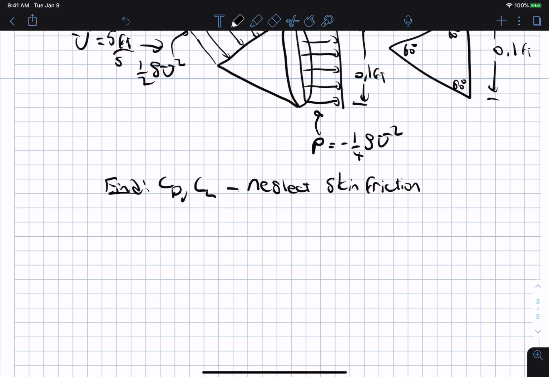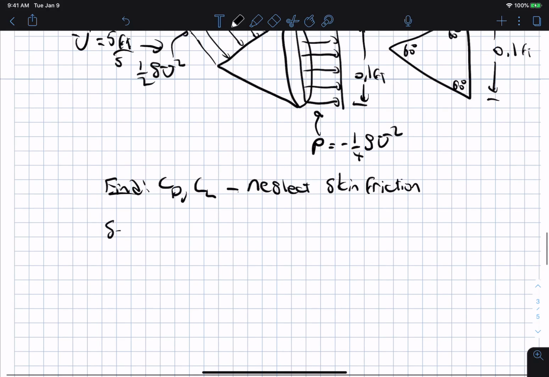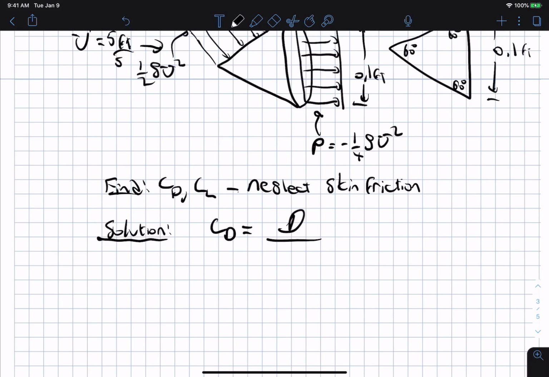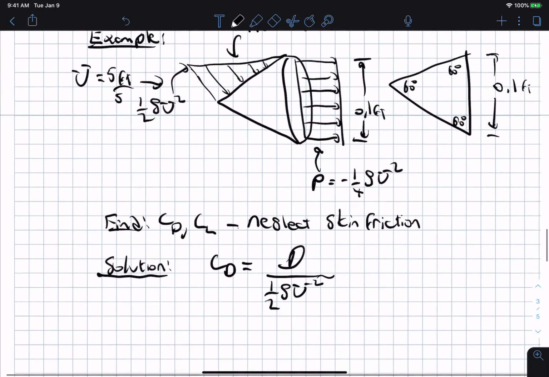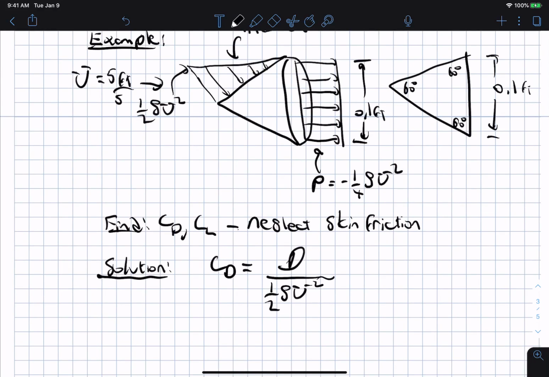Okay, and so the solution. Well, CD, that's equal to the drag force acting on the object, divided by 1/2 rho u squared, and since we're not told anything, and for an object such as this cone, it is more traditional to use the frontal area, so we will define that using A frontal.